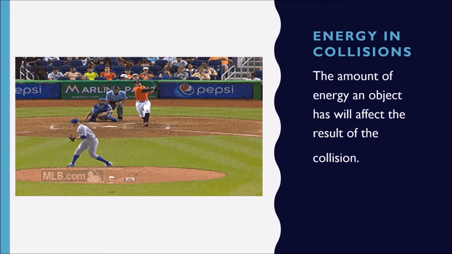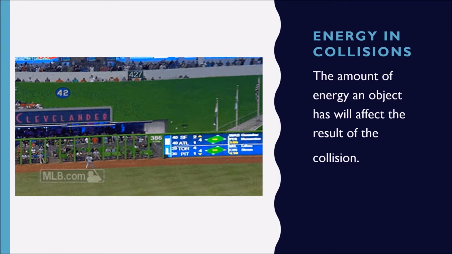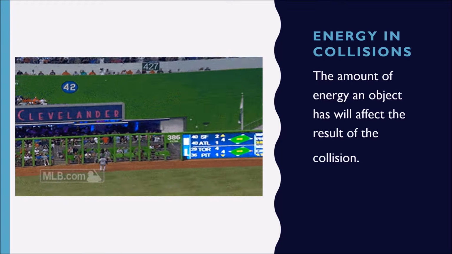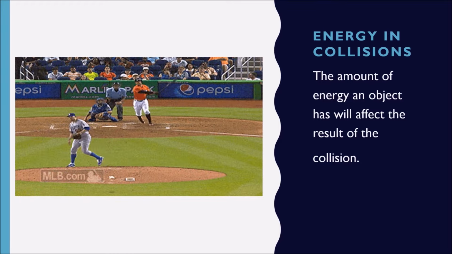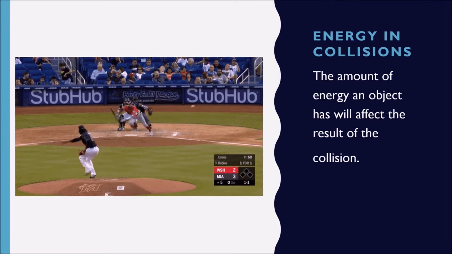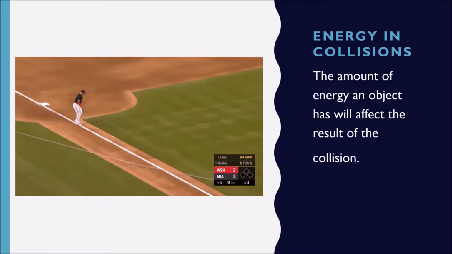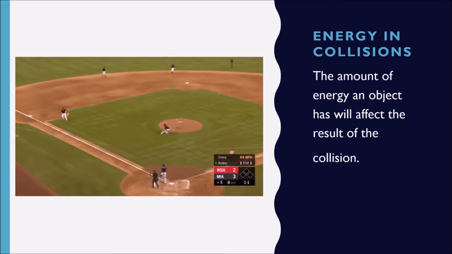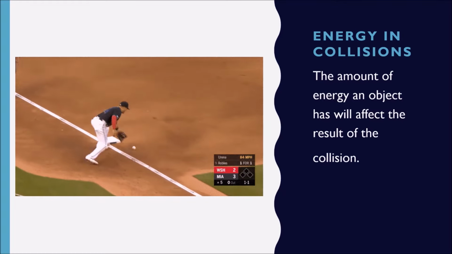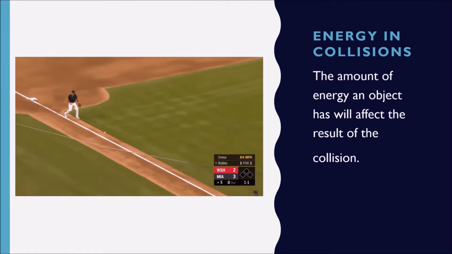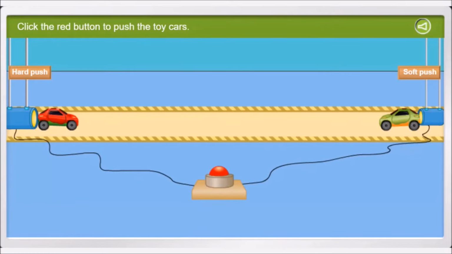In this first example, the baseball player hits the ball with a lot of energy and a lot of force. That makes the ball go very far in the outfield. In this second example, the baseball player hits the ball with a little bit of energy and a little bit of force. Notice the difference in how far the ball is able to travel. The ball moves much closer to the home plate compared to the other ball that was hit with a lot of energy. Let's do an investigation to put what we've learned about collisions and energy into practice.